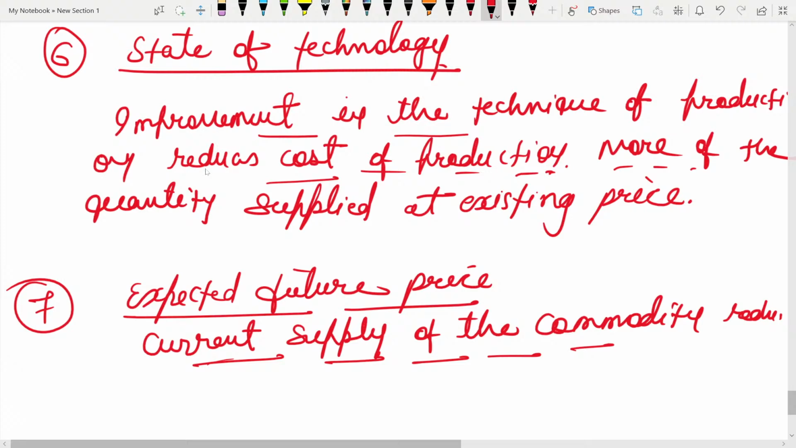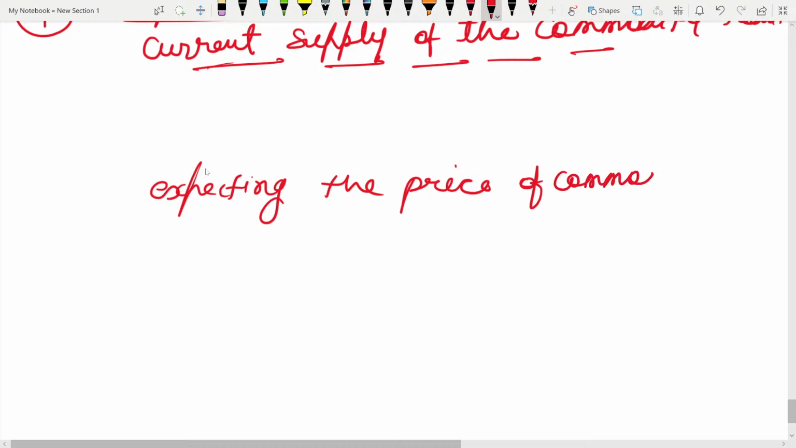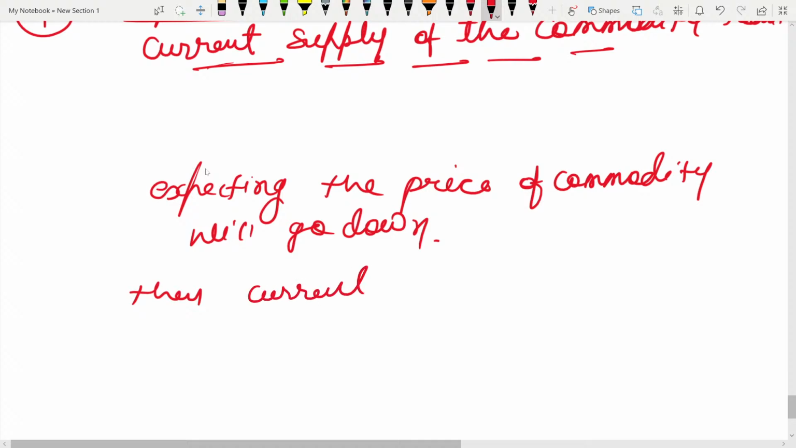Okay, and let's suppose, on the other hand, a fall in the price is expected. Tomorrow or after 10 days, producers are expecting that the price of the commodity will go down. Okay, so in that case, current supply will increase. So if producers expect the price of the commodity will go down, then current supply will increase.